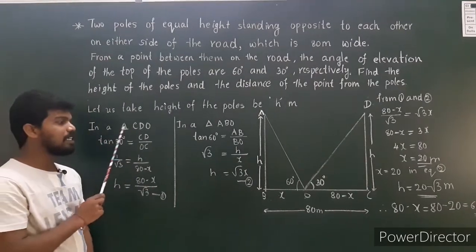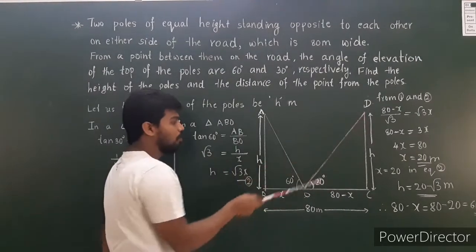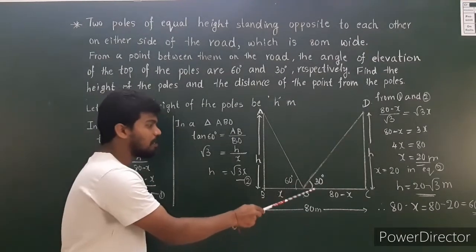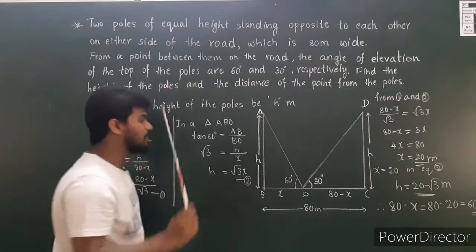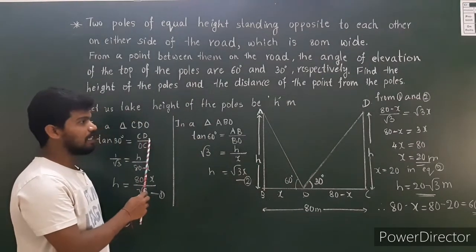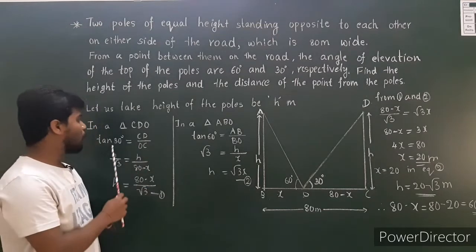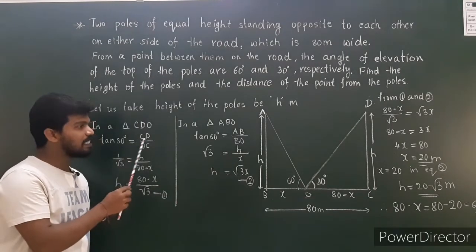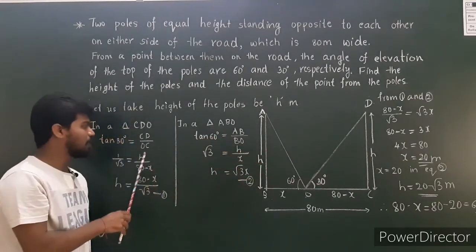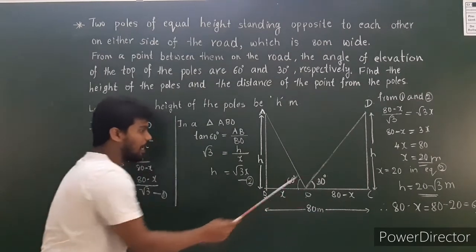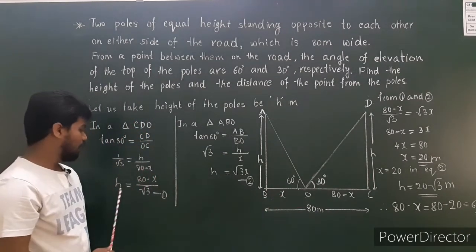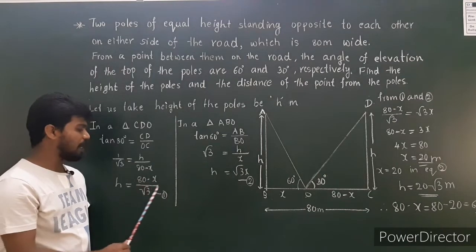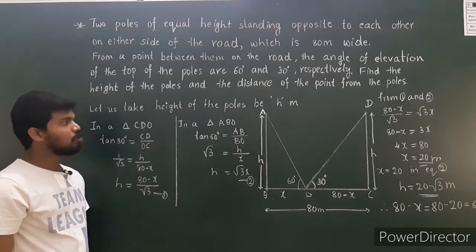So in triangle CDO, we have to define tan as opposite side by adjacent side. So tan 30 equals opposite side by adjacent side. What is the opposite side? CD divided by OC. You know that tan 30 is equal to 1 by root 3, equal to CD, which you consider as H, divided by OC, which is 80 minus X. Therefore, using cross multiplication, you get H is equal to (80 minus X) by root 3.